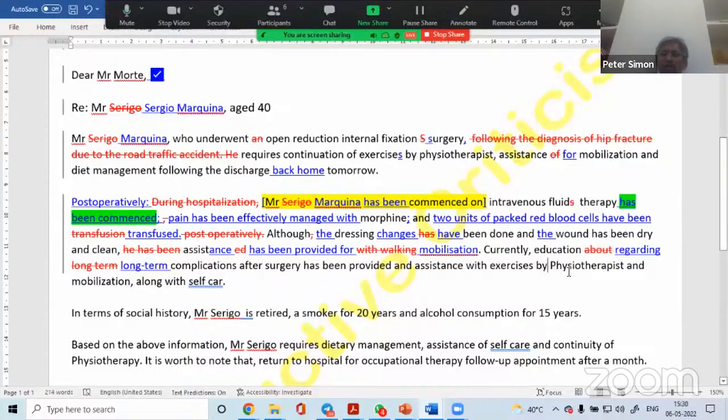Why did you write P as a capital letter? P should be small letter. Physiotherapist is a common noun. There are thousands and millions of physiotherapists around the world. It is a common name. If it is Mr. Hendrik, then you write H capital letter, Roosevelt R capital letter, or Daniel D capital letter. But this is not a proper noun. This is a common noun. No capital letter. And assistance with exercises by the physiotherapist. The particular physiotherapist.